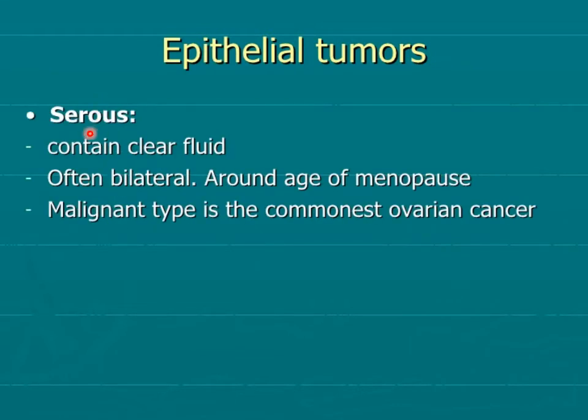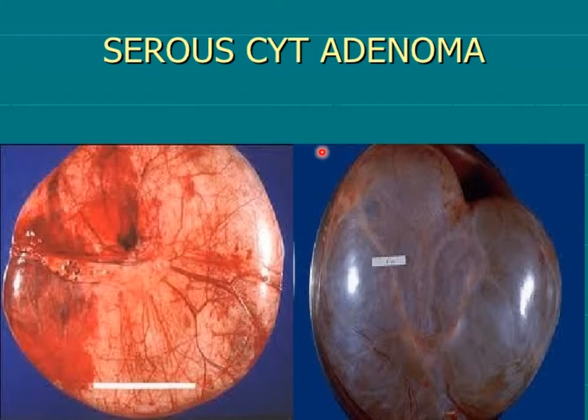All the serous tumors, mostly the benign ones, contain clear fluid. You may sometimes find hemorrhagic fluid, but most commonly they contain clear fluid. Often they are bilateral and they are usually found around the age of menopause. Their malignant type, serous cystadenocarcinoma, is the commonest ovarian cancer. Here you are shown the benign serous tumor named serous cystadenoma. This is a thin-walled ball-like structure filled with clear fluid.